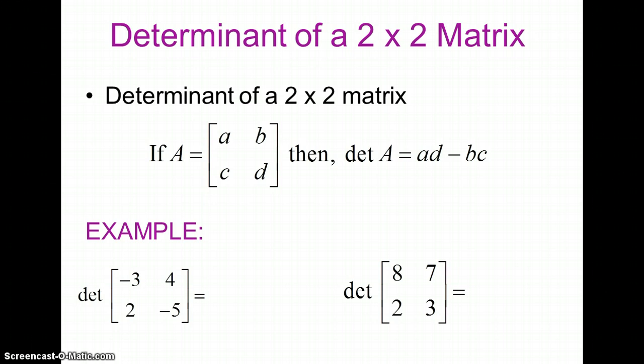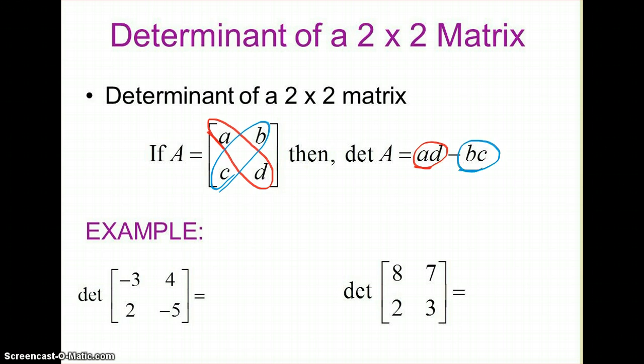It says the determinant of A is equal to A times D minus B times C. Now, if you really look at that, what it does is you multiply at a diagonal here, A times D. Okay, so that's AD right there. And then, get a different color for just a minute. We do B times C right there.